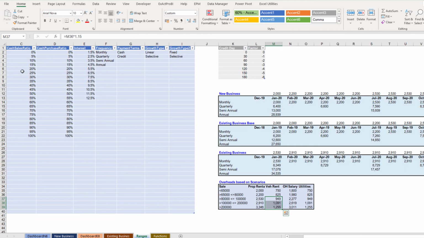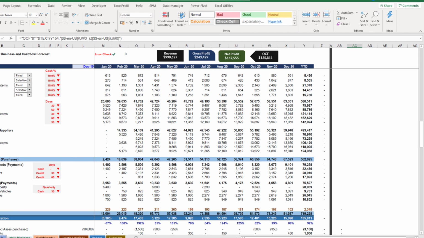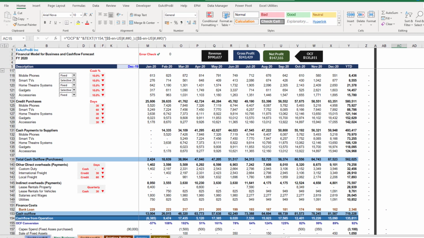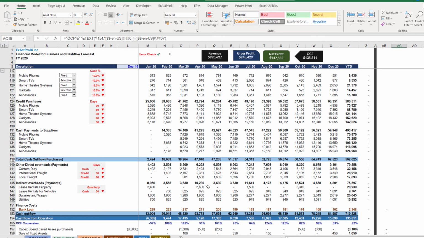This is the ranges tab where we have put different data validation ranges: sales ratio, interest, everything. And these tables are prepared to work with our dynamic operating overhead. So if you had a fixed amount of overhead throughout the year for existing and new business, you don't have to prepare this kind of table. And this is for the credit period. Whatever credit period you want to input, you can input here, and accordingly it will be calculated.